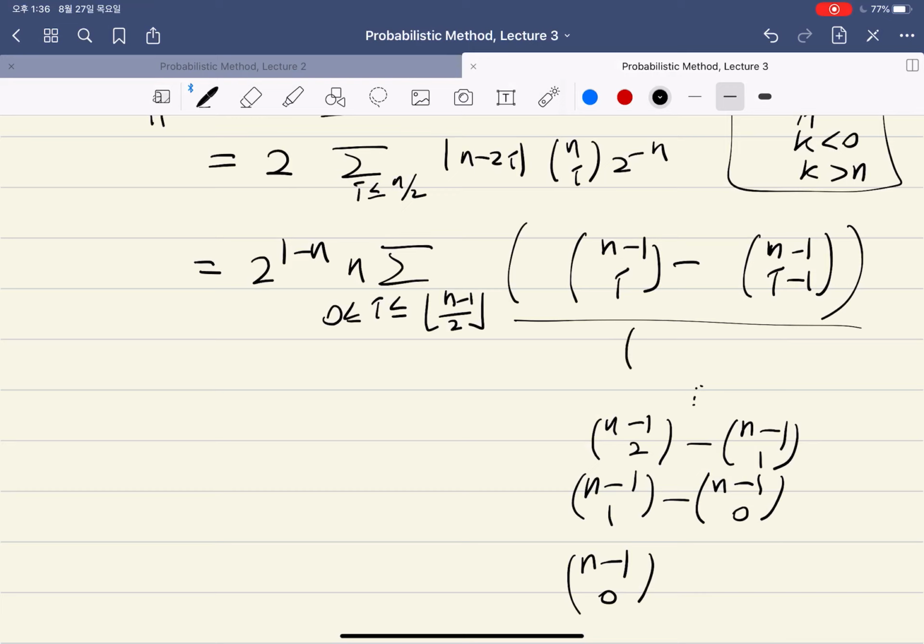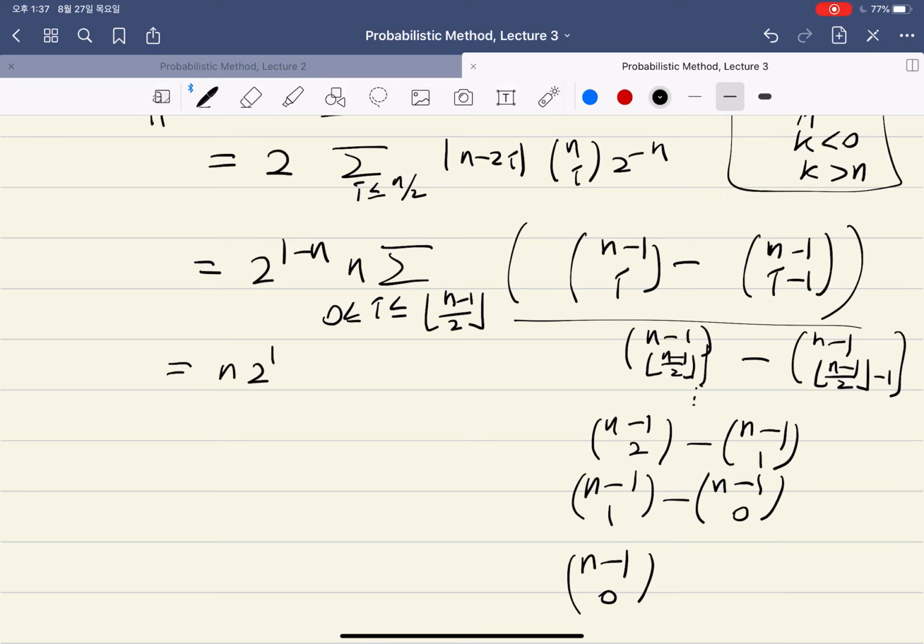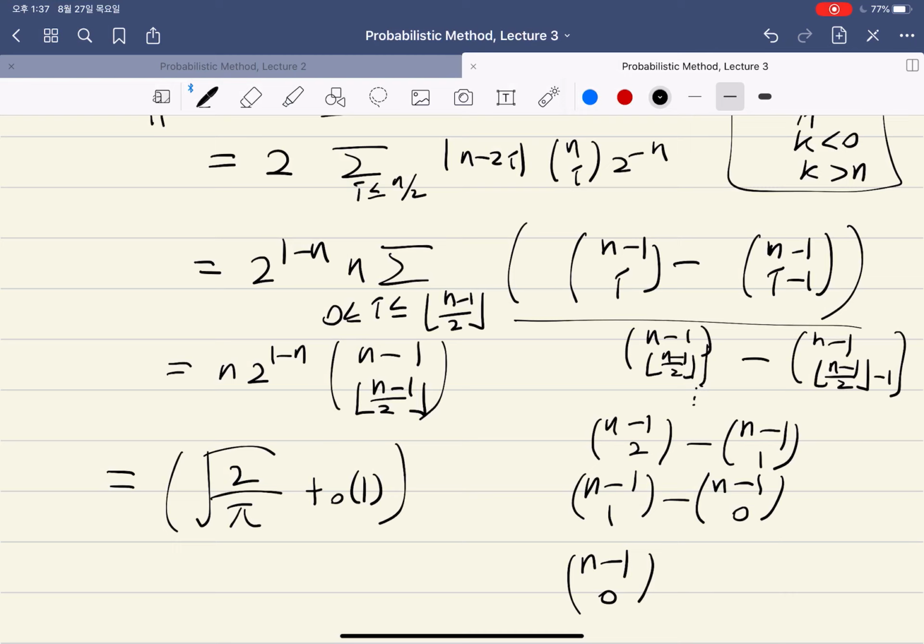And so on until n minus 1 over 2: n minus 1 choose (n minus 1 over 2) minus n minus 1 choose (floor of n minus 1 over 2) minus 1. And this term cancels out, this cancels out, and then only one term is left. And this is n times 2 to the 1 minus n, times n minus 1 choose the floor of (n minus 1) over 2. And by using Stirling's formula, this is roughly the square root of 2 over pi, plus little o of 1, times the square root of n.